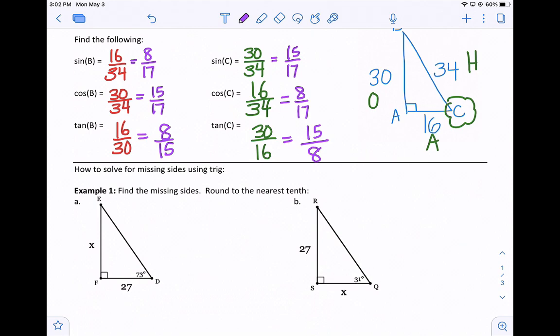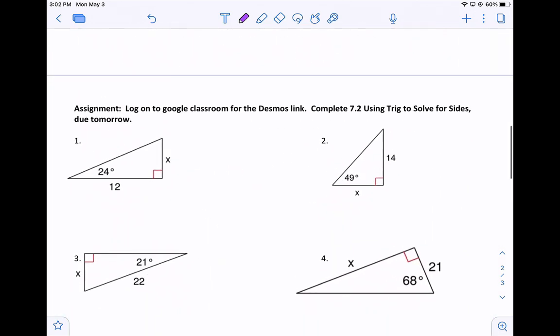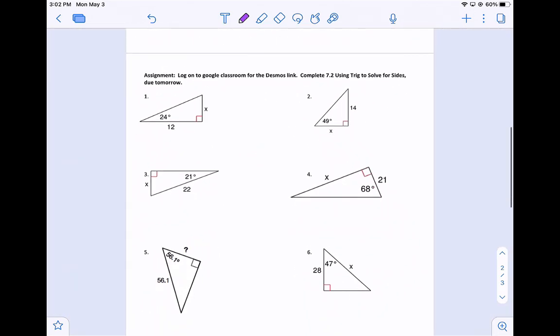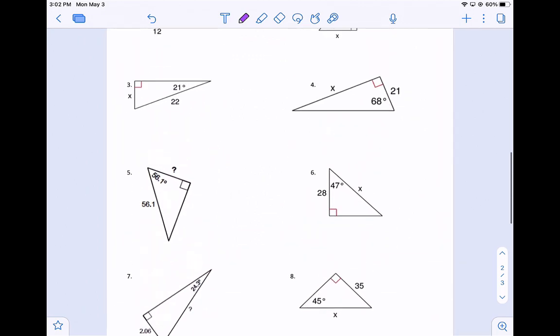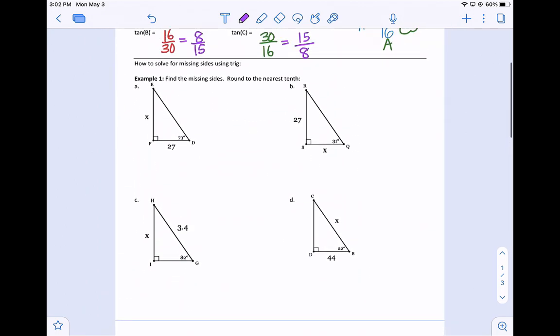Okay, so our goal today is, can we not only set up the ratios, but solve for a missing side? So we'll do 4 examples, and then your assignment will be to try these on Desmos. If you're in class, you can do it on the worksheet. There'll be 8 of them for you to try, and you can check your answers on the Desmos.